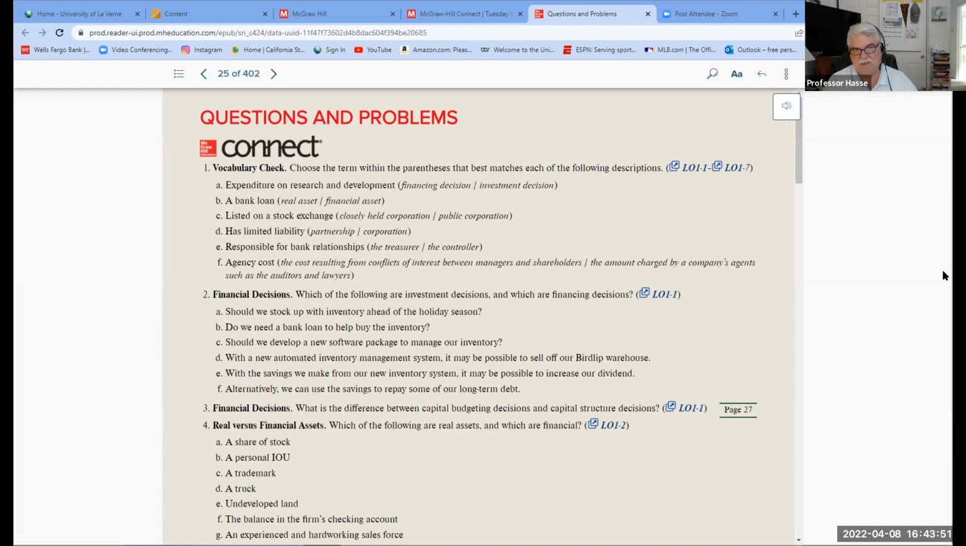Agency cost, the cost resulting from conflicts of interest between managers and shareholders, the amount charged by a company's agents such as auditors and lawyers. It's the cost resulting from conflicts of interest between managers and shareholders. Many times in companies, and you read about it in the newspaper, hear it on the news all the time, shareholders are unhappy with management. Sometimes they sue them, or sometimes they fight them with specific requirements put by the shareholders on the managers, and that comes at a cost, and it's called agency cost.